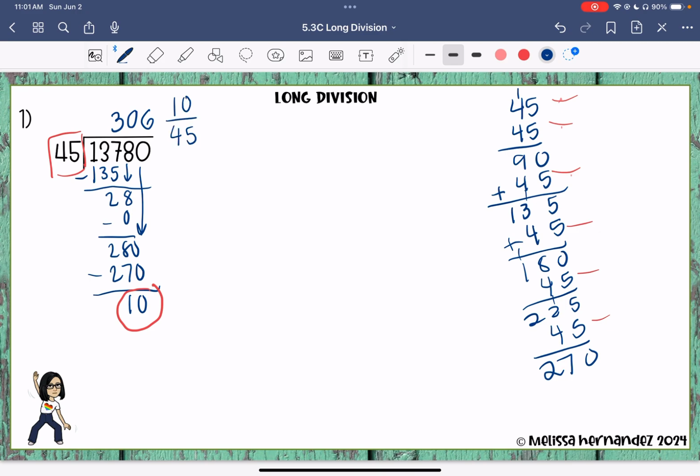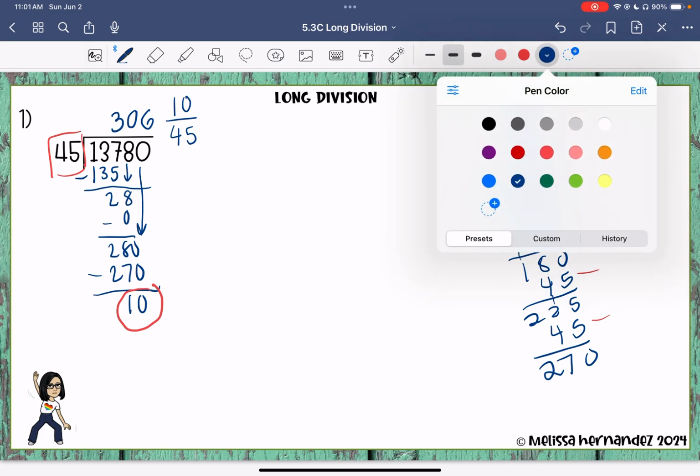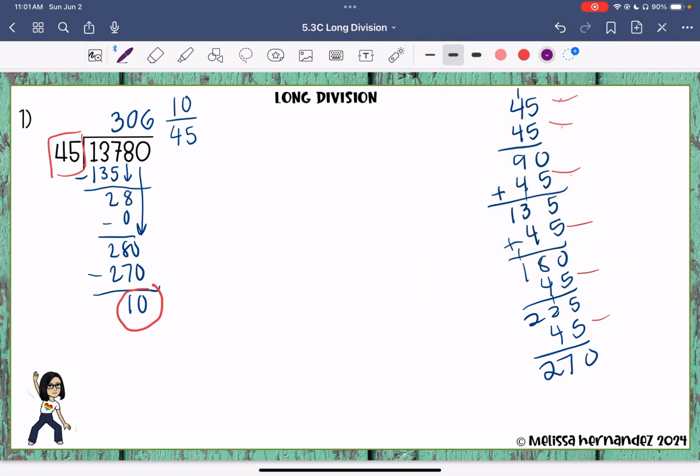10/45. Now we're going to simplify the 10 over 45. They're both divisible by 5. So 10 divided by 5 is 2, and 45 divided by 5 is 9. So my final answer is 306 and 2/9. All right, let's move on to the next problem.